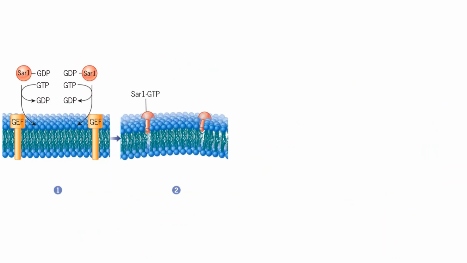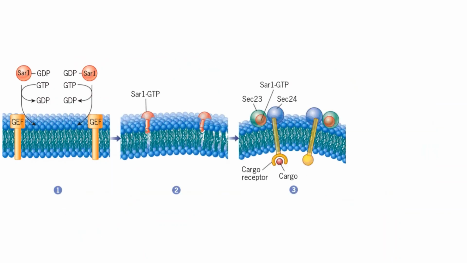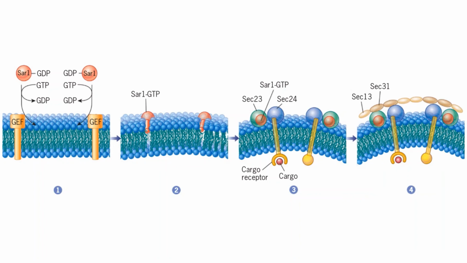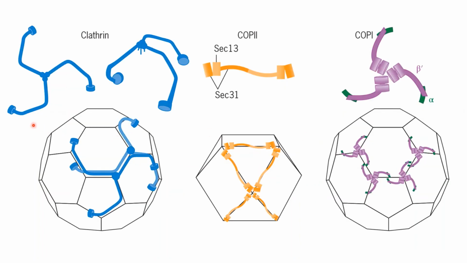So here's a more detailed view of that. And here we can see the different shapes of the different coating proteins. So clathrin has this triskelion shape. Okay. COP2 has this sort of linear shape. And it has its own subunits, as you can see here. And then COP1 also has the triskelion shape. But you can see how the beta subunits are separated from each other.